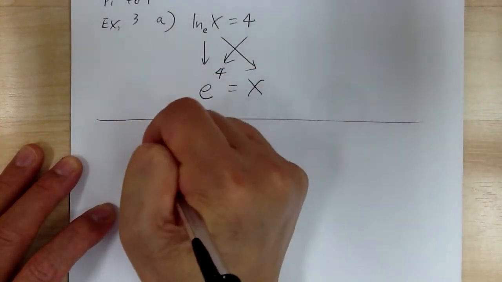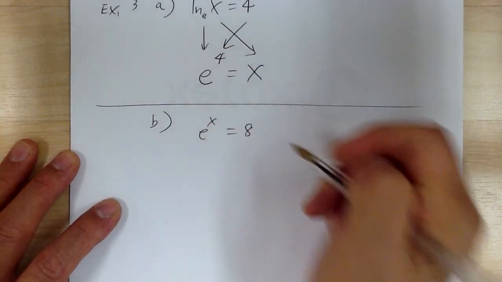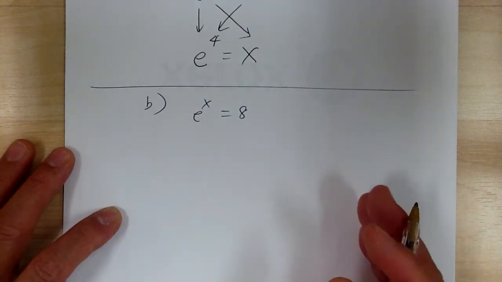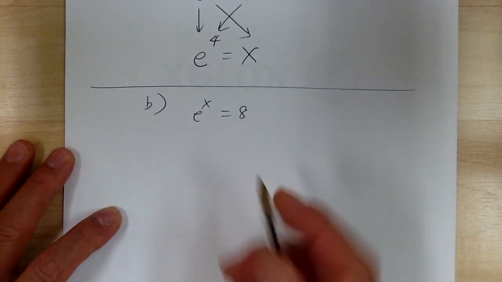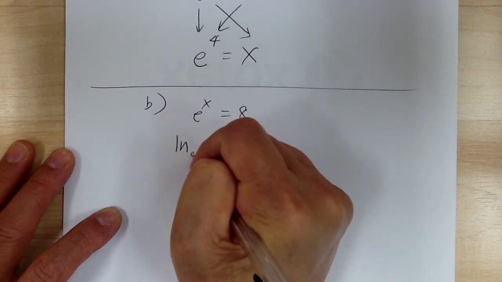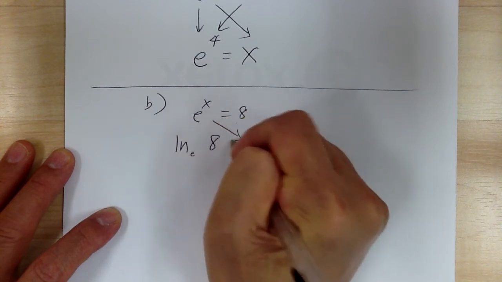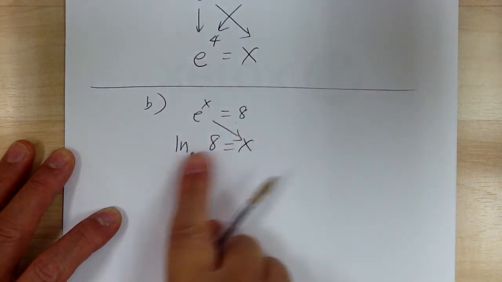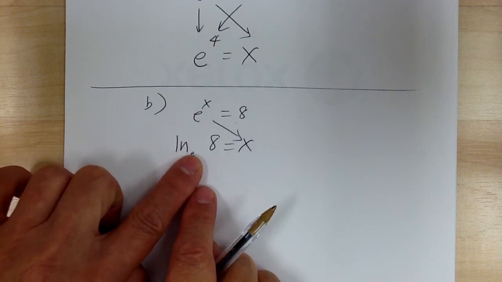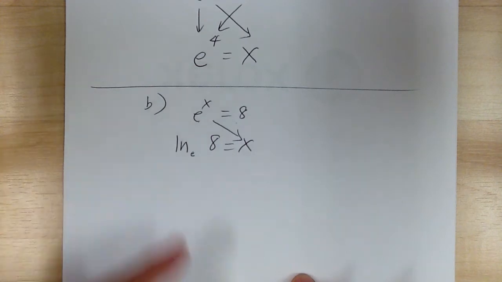Now let's do b. You have e to the x equal to 8. You can do it a couple ways. You can do it by switching form. So you're going to have natural log of, with the invisible e over here, and you switch the numbers. So you're going to get 8 and x. Don't write the e, I'm just writing it here to remind you that there's an invisible e. So natural log of 8 equals x. This is one way of doing it.